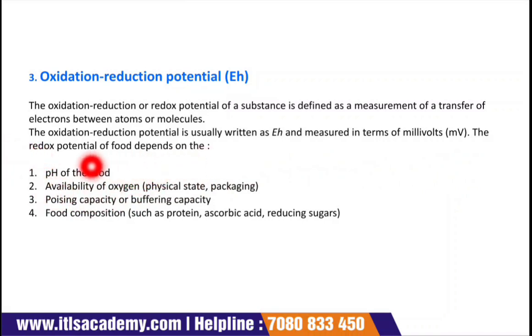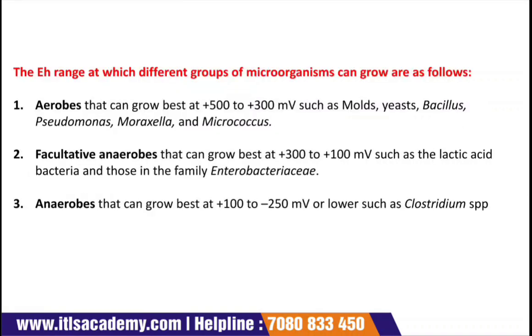And the redox potential of food depends upon the pH of the food, meaning what is the pH value of the food. Then it depends upon the availability of oxygen, meaning the physical state and the packaging. Then poising capacity, or you can say buffering capacity. And the food composition, meaning which type of nutrients the food has, such as protein, ascorbic acid, and reducing sugar. So it depends upon that. So again, oxidation and reduction potential is very important for the exams and for the interviews as well.